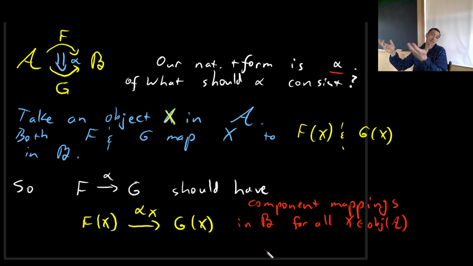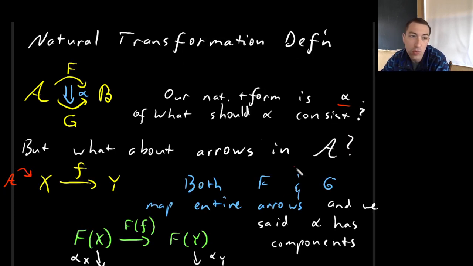Well, it could be small. It depends on how many objects and things. But for all the objects in A, we've got these maps in B between the two different functor targets that operate on the object. All right, so now what? So we're still trying to figure out what alpha consists of. We know it at least has these component mappings. So then, well, that was just for objects in A.